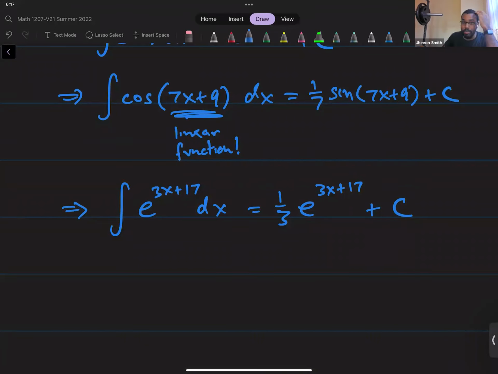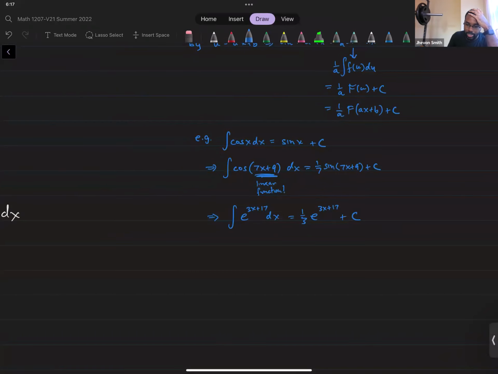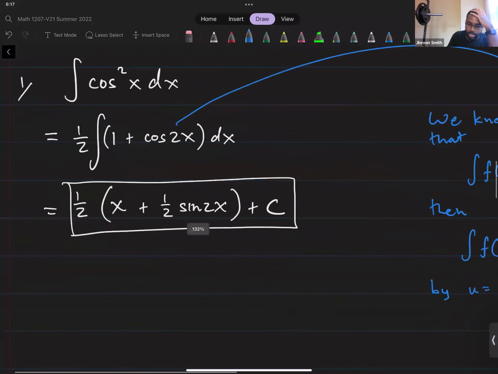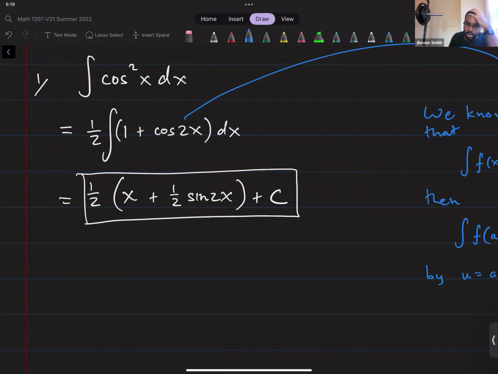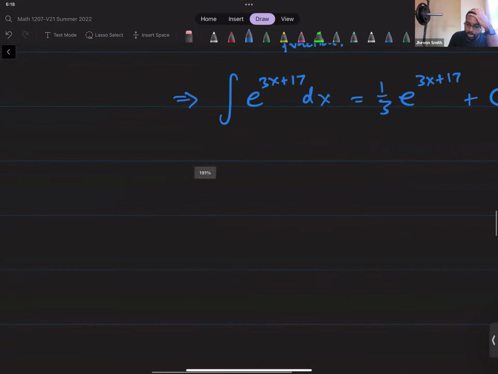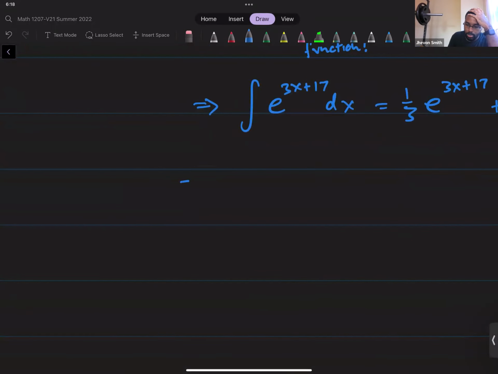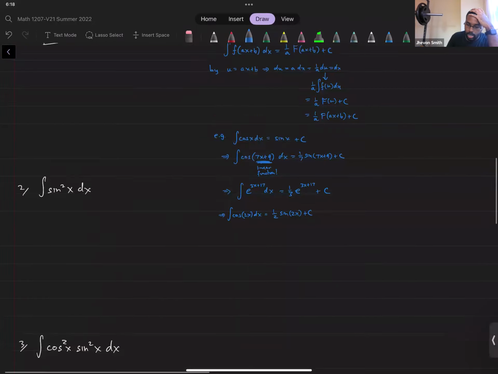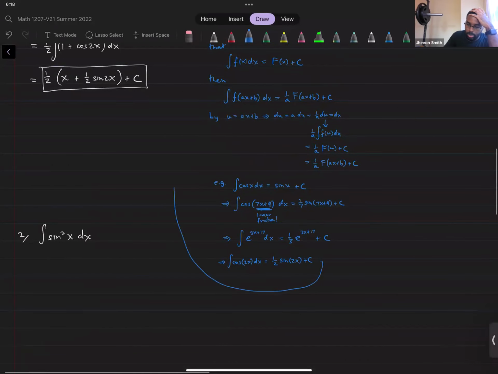This stops working immediately if you don't have a linear function. But when you have a linear function, you can do that shortcut and you can do it in your head. I don't expect you to write out a substitution. So you can jump straight from this guy to that guy without actually doing anything. This means that if I have the integral of cosine of 2x dx, that's just going to be 1 over 2 the sine of 2x plus c. And that's what I put in here.